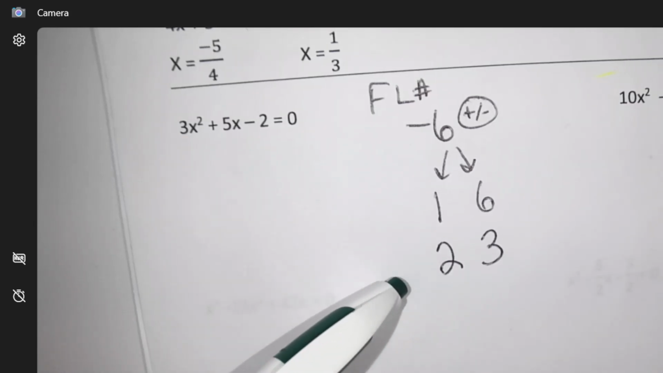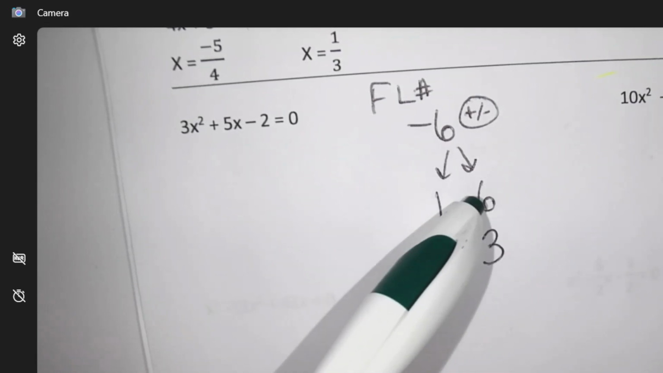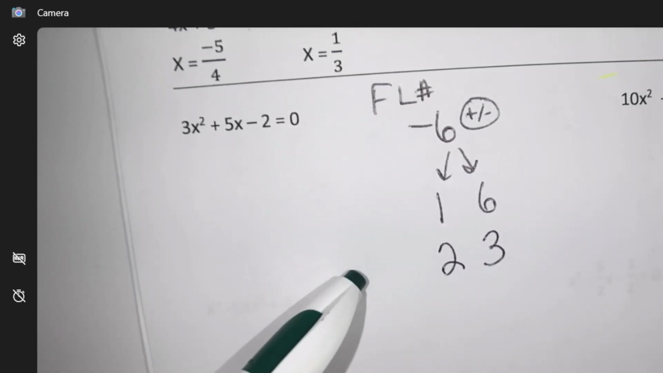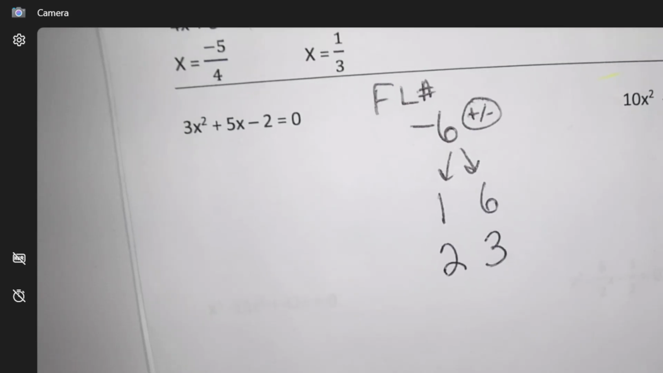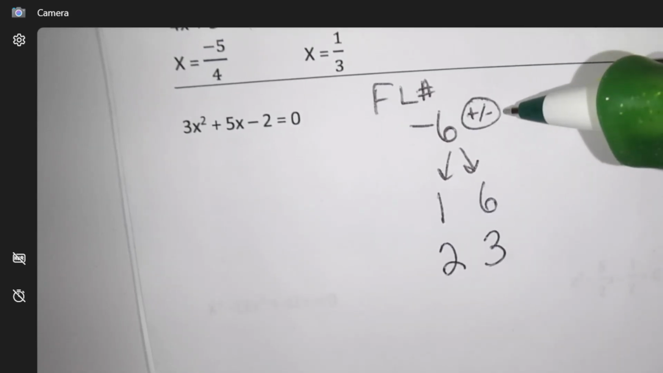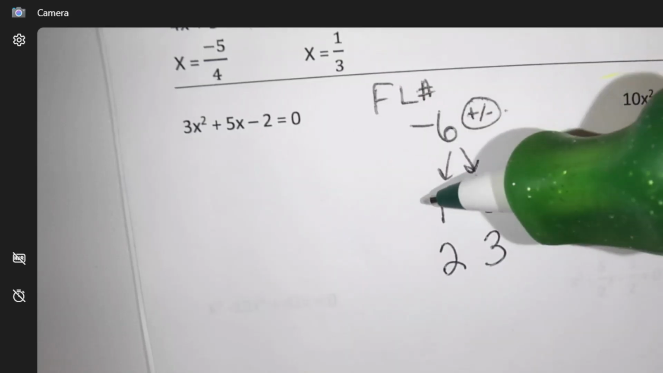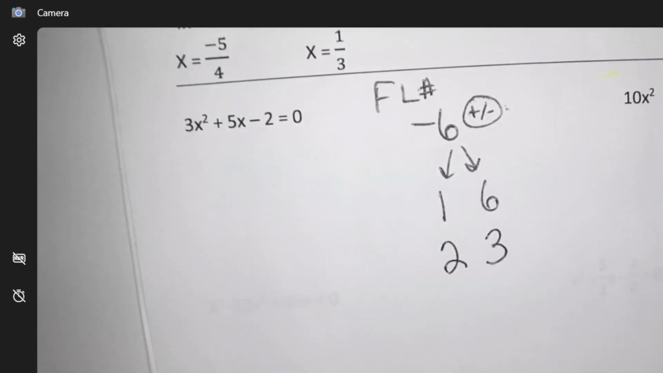How can I make a 5 out of this? Can you get a 5 with a 1 and a 6? Yeah. Can you get a 5 with a 2 and a 3? Yeah. One of them is correct and one of them is wrong. It all has to do with the signs. Which one would it have to be? I want you to think about that. How do you make a positive 5 out of these sets? One of these digits would have to be a plus and one minus.